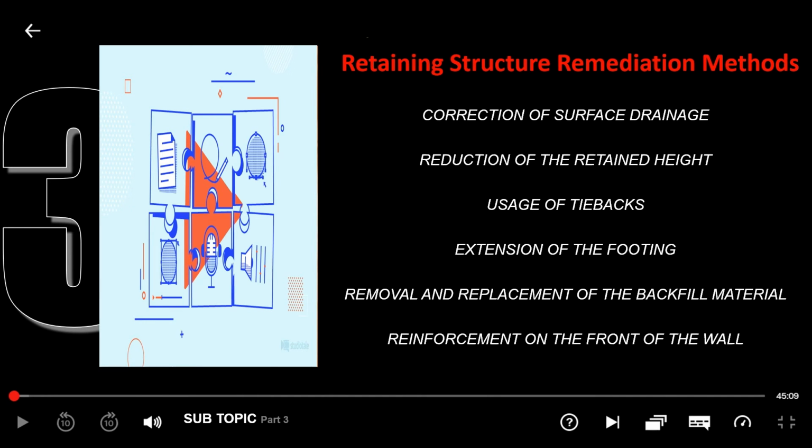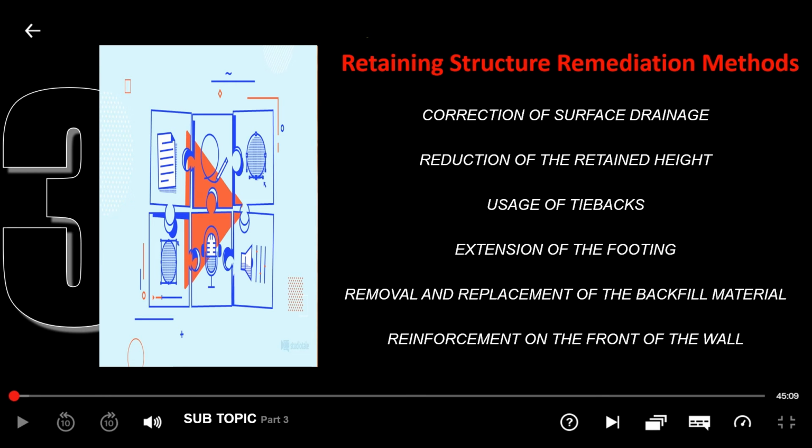Next, reduction of the retained height. If the soil pressure needs to be reduced, regrading the surface can reduce the height of retained earth. Thirdly, usage of tiebacks. If the wall stem is overstressed, one option is to use tiebacks extending beyond the failure plane. Often the solution is drilling holes through the wall and installation of anchors. Tiebacks at the surface can be used with a concrete anchor block. Using tiebacks requires recalculating the wall internal force due to the changed static system.